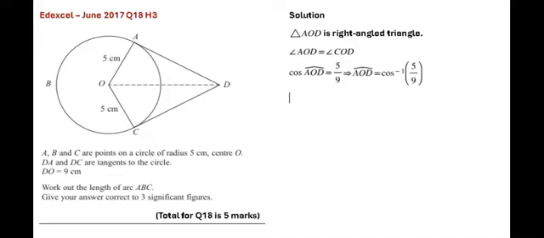The whole angle AOC is twice that much. So it's 2 times AOD. So it's 2 times cosine minus 1, 5/9. Now we can find the length of arc AC and then take away from the length of the whole circle.